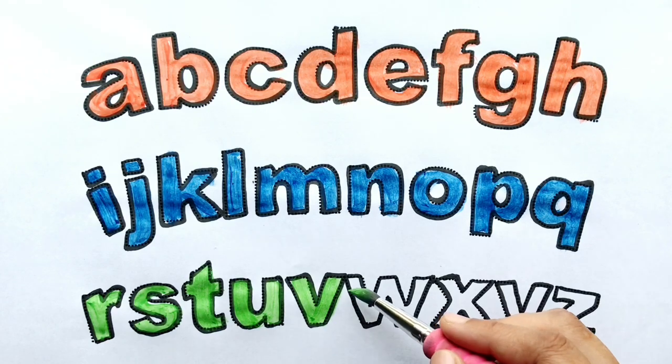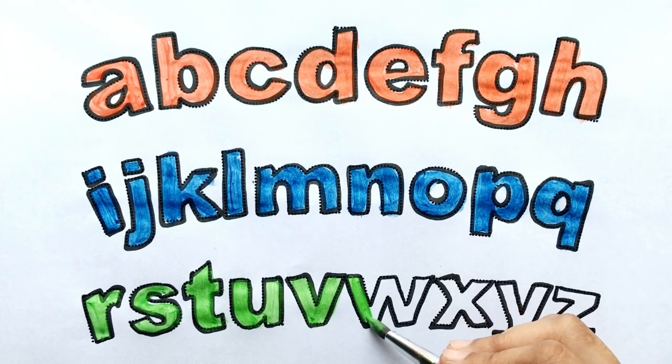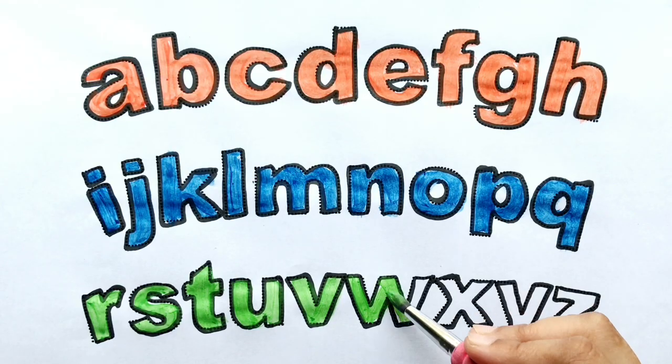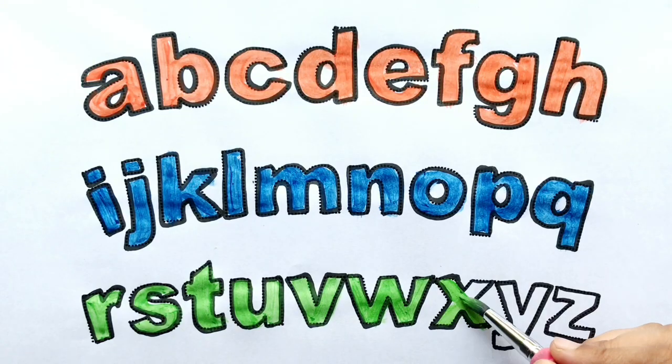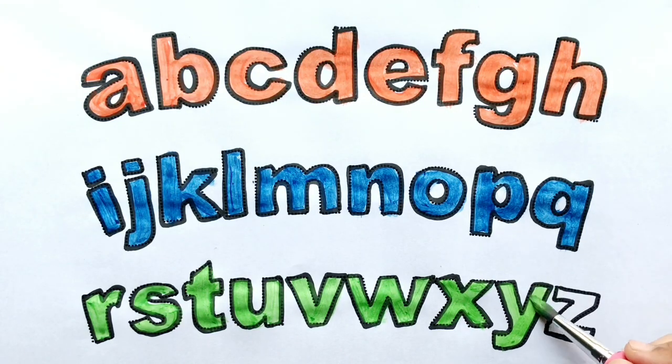W for watch. X for xylophone. Y for Jojo. And Z for zebra.